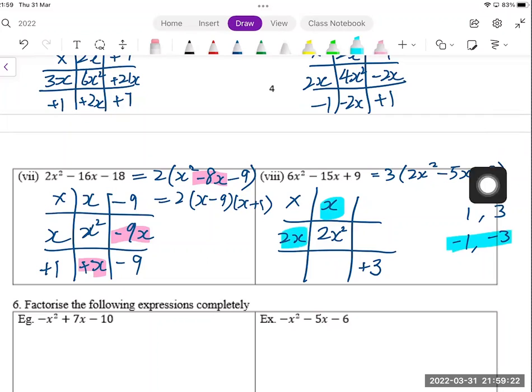So who should multiply with who? If we try, let's say, negative 1 with 2x, I will get negative 1 times 2x is negative 2x, negative 3 times x is negative 3x. Oh, that's correct. That's the negative 5x that I want. So then this will mean that negative 1 needs to be here, so I can get negative 2x. Then negative 3 needs to be here, so I can get negative 3x, which gives me my negative 5x that I want.